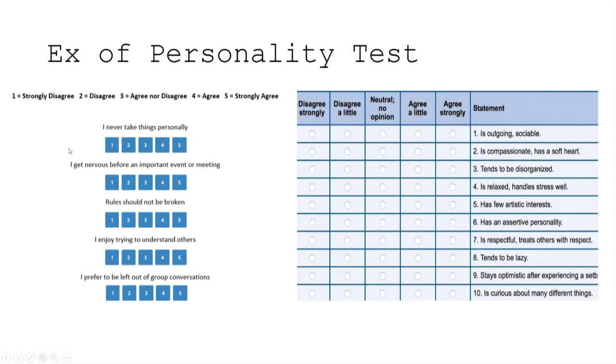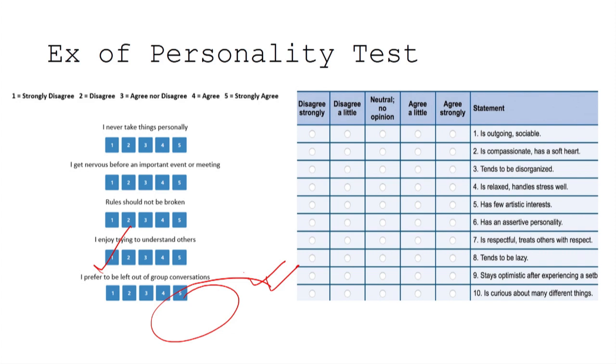So for example: I never take things personally, I get nervous before an important event or meeting, rules should not be broken, I enjoy trying to understand others, I prefer to be left out of the group conversation. If anyone says that I prefer to be left out of the group conversation, this means the person is not one who is going to intermingle with everyone. So one has to be very, very careful. Otherwise, if somebody says, I enjoy trying to understand others, that means the person is more social, and will be good for jobs where interaction with other people is involved.